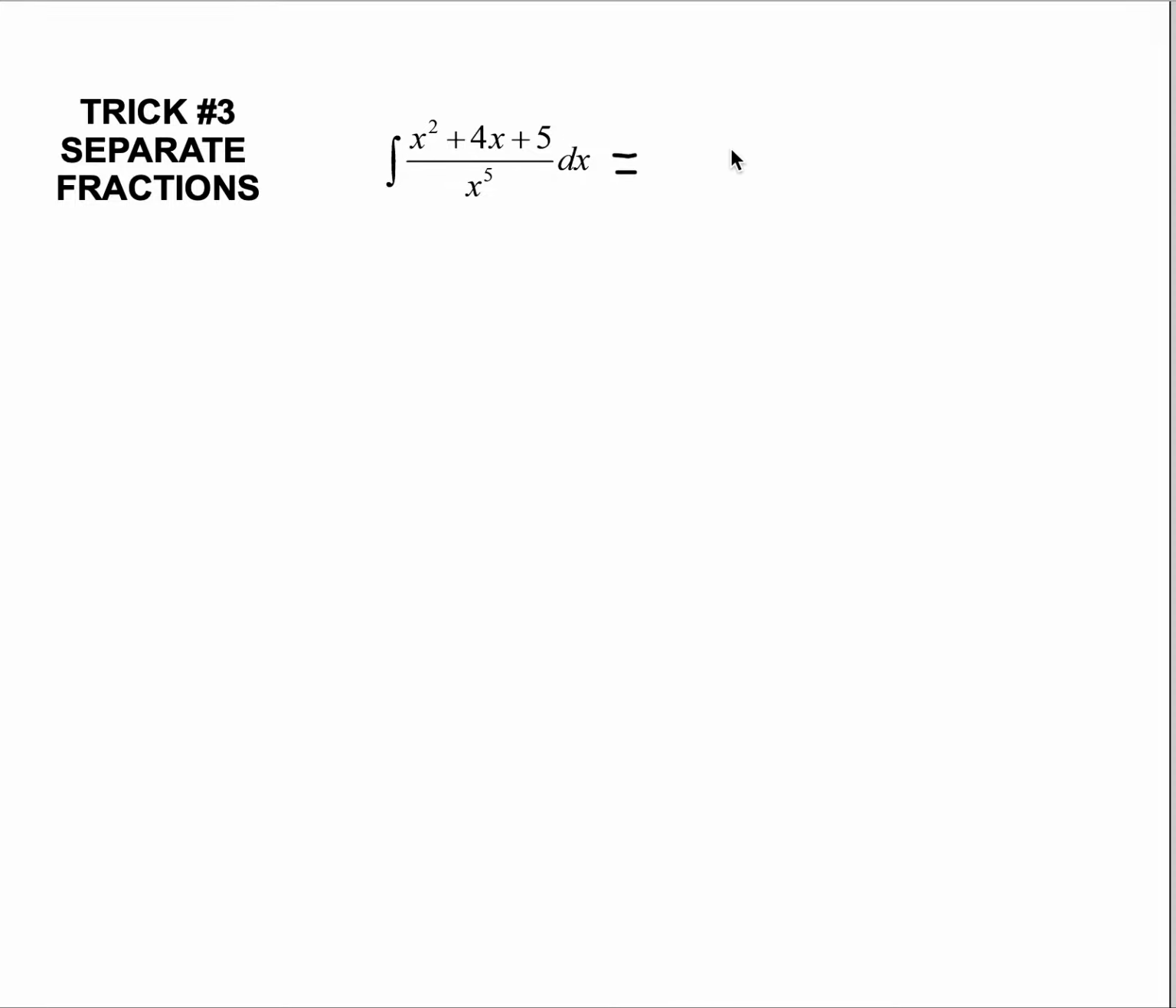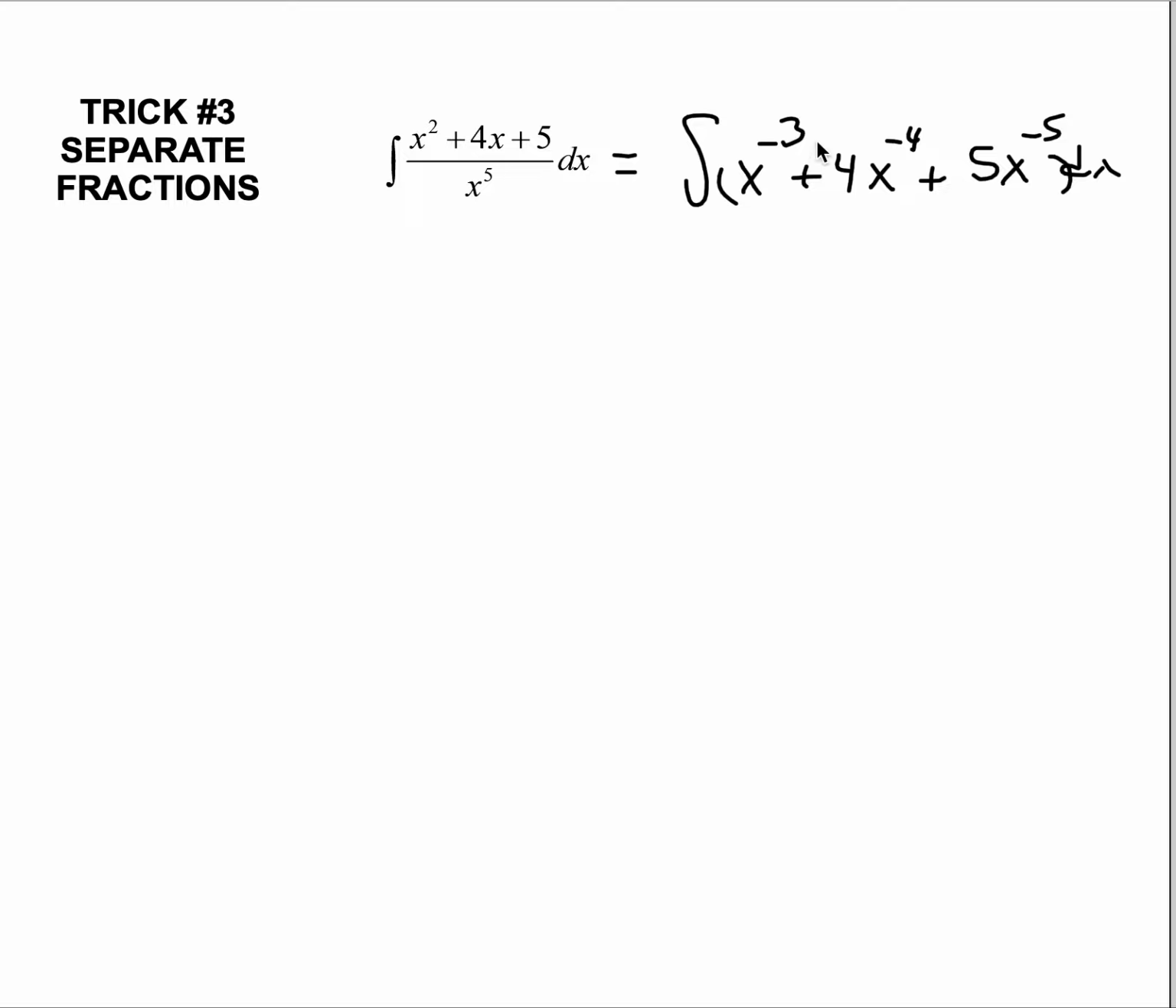Okay, so x squared divided by x to the fifth can be expressed as x to the negative third. And if I do this for all of them, I get this function here, and now I could use the power rule for each one, right?